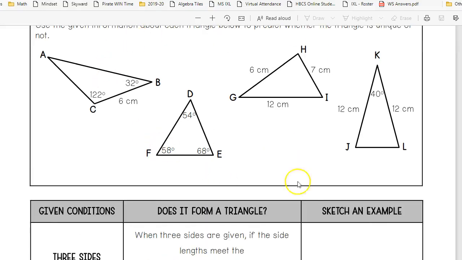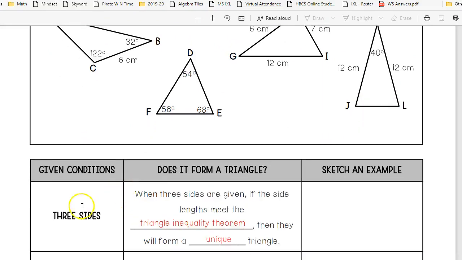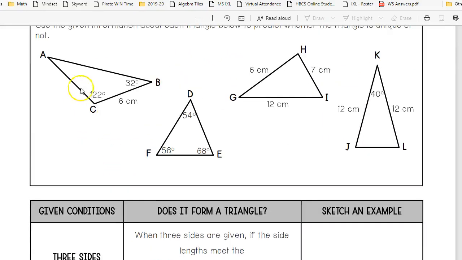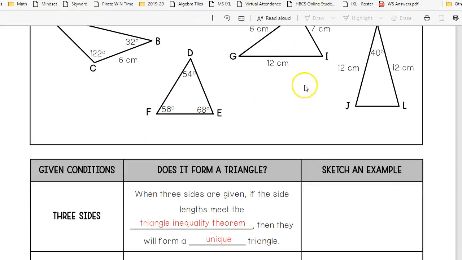If we take a look at these examples up here, we want to see which of these gives me 3 sides. One of the conditions could be 3 sides. Well, here I have an angle, side, and an angle. Nope. Angle, angle, angle. Side, side, side. So in this example, triangle GHI, we are given the 3 sides, and if those 3 sides meet that triangle inequality theorem, then they would create what we call a unique triangle. A unique triangle would just be one specific triangle.